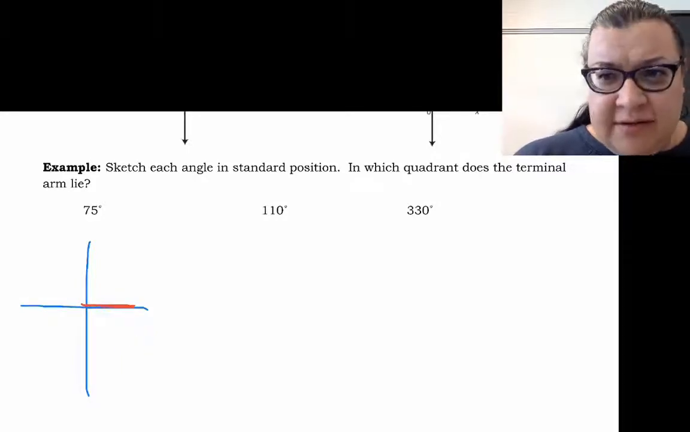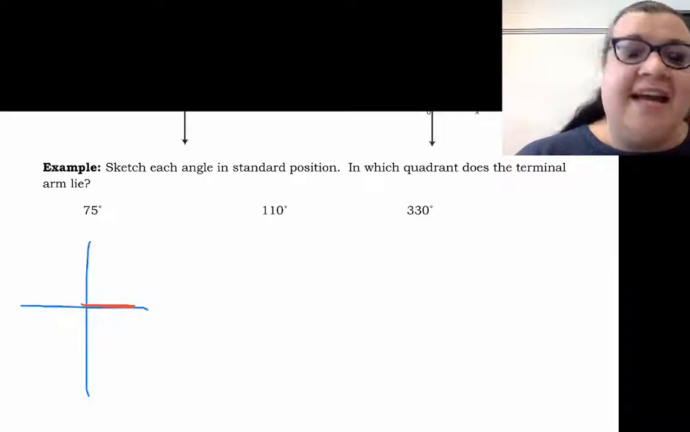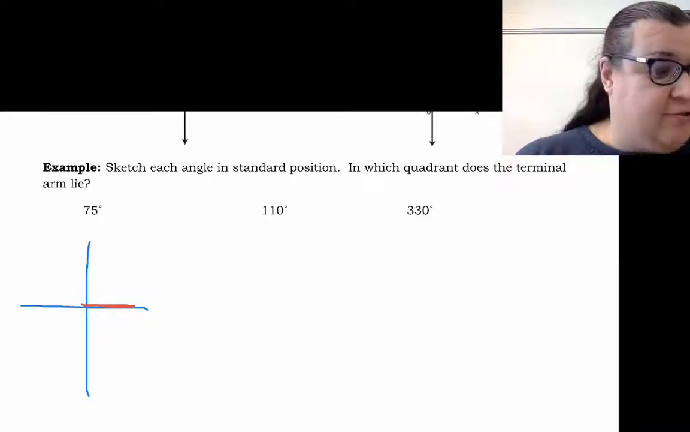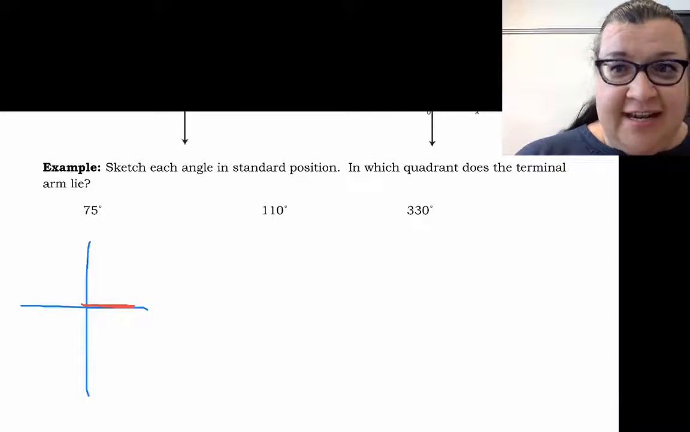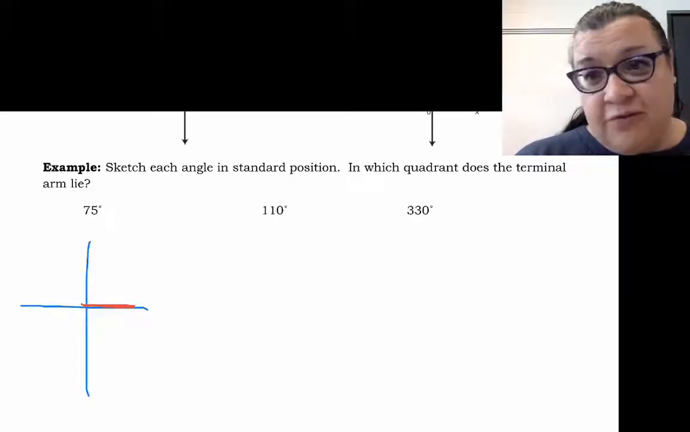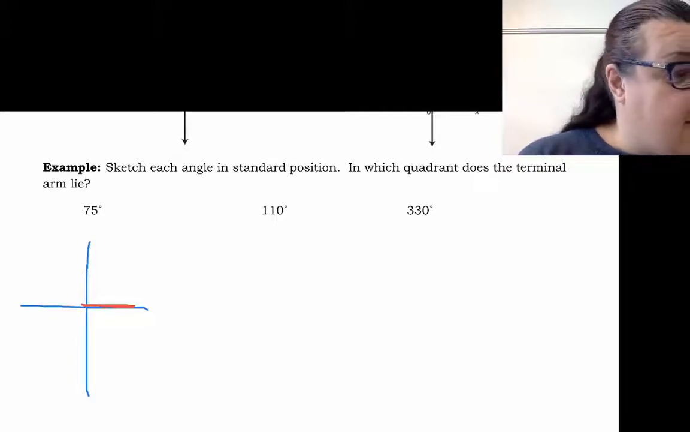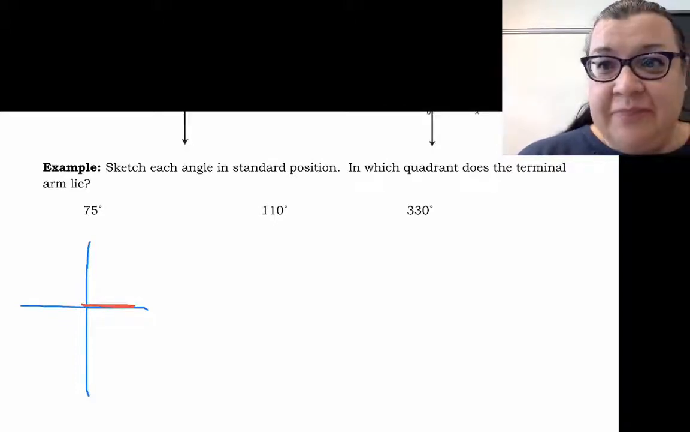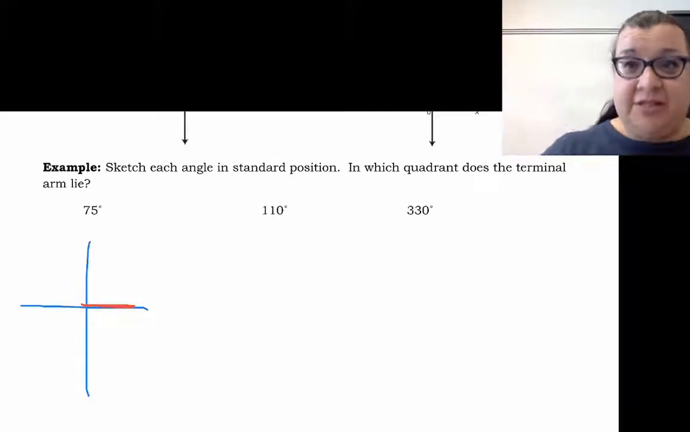And where am I getting those numbers from? Well, because every quadrant is 90 degrees. So 2 90s is 180, 3 90s is 270, and 4 90s is 360, which of course we know is a perfect circle. Okay, so if I'm drawing an angle that is 75 degrees in standard position, it's here in quadrant 1.